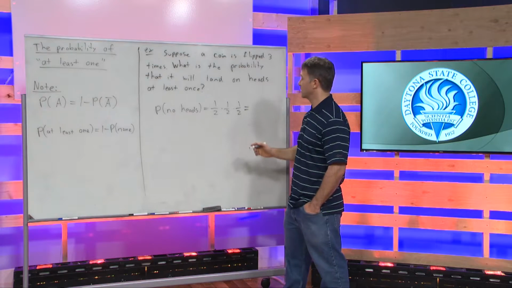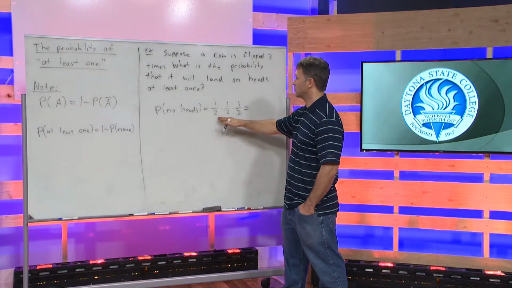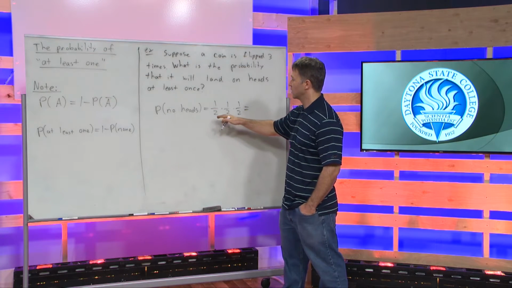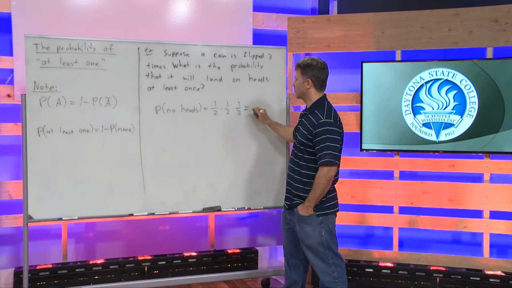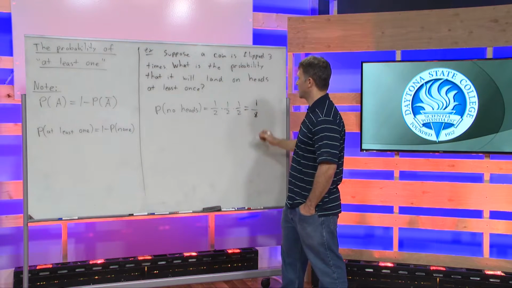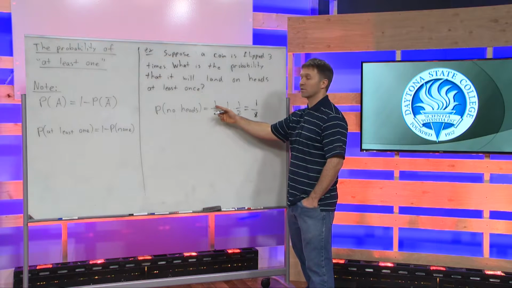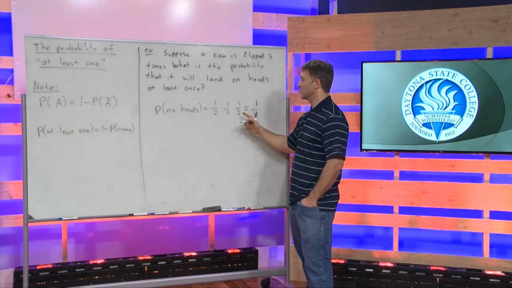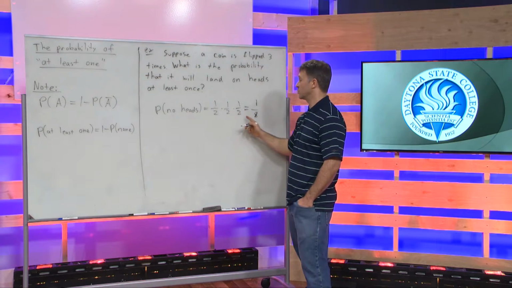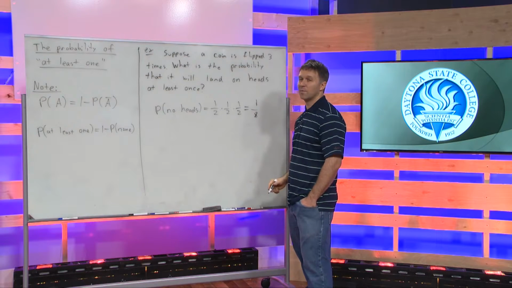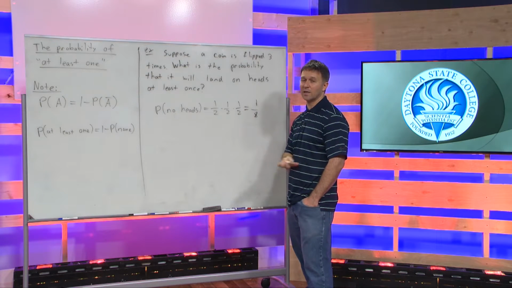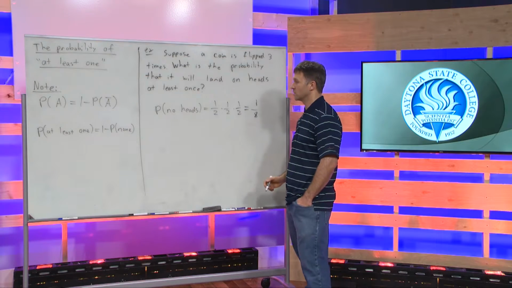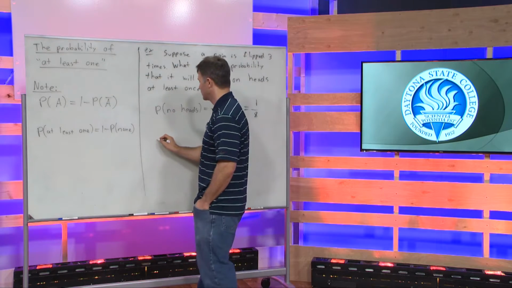because it's either going to land on heads or tails. So the probability it will not land on heads 3 straight times is 1/2 times 1/2 times 1/2, which is 1/8. Here we're just multiplying fractions together. The numerator is 1 times 1 times 1, which is 1. The denominator is 2 times 2 times 2, which is 8. So that's the probability of flipping a coin 3 times and not getting heads at all. Probability of no heads.